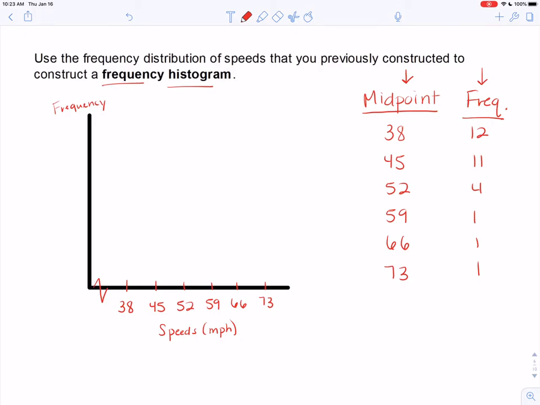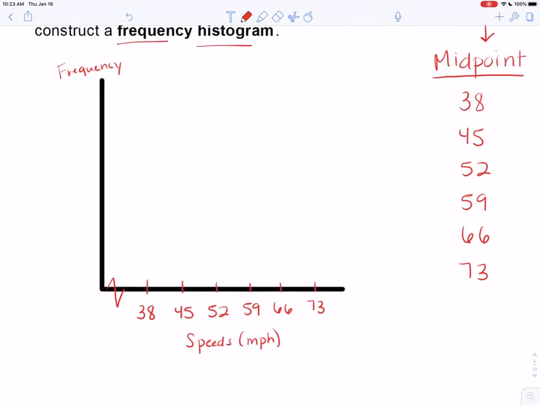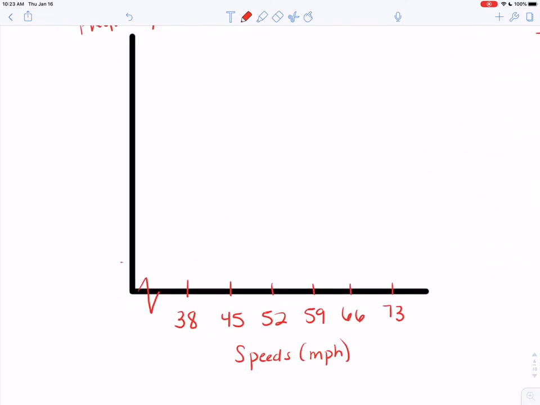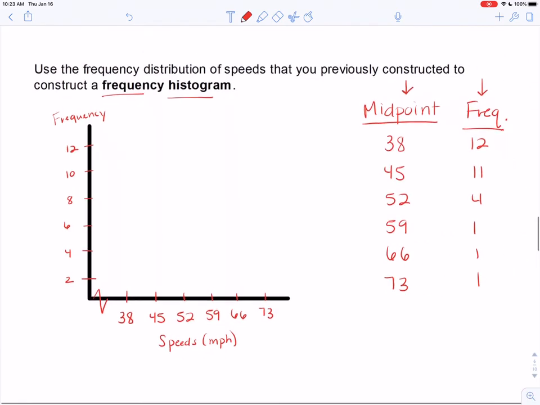So you could go 1, 2, 3, 4, 5. You could go 2, 4, 6, 8. You could go 3, 6, 9, 12. Doesn't really matter so long as you define your scale. I'm going to go by twos and then follow it to construct your graph. And again, this is just to make sure that our graph has a meaningful shape. That's why it's so important that we graph to scale.